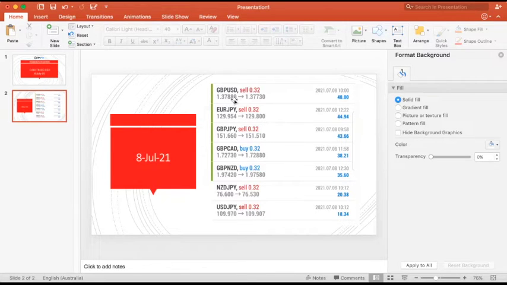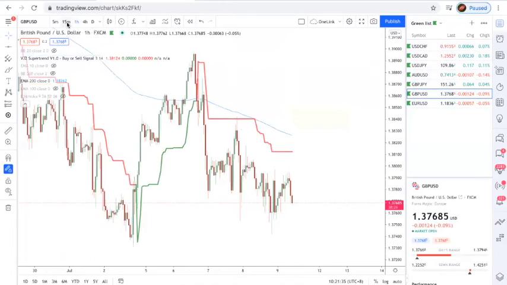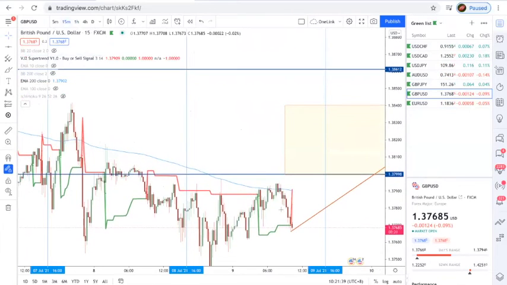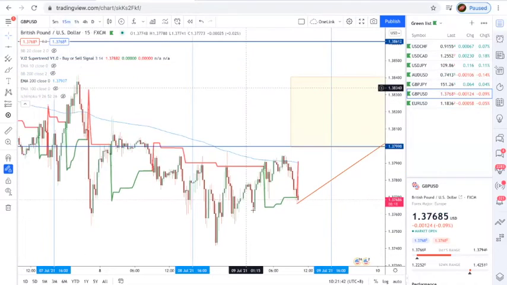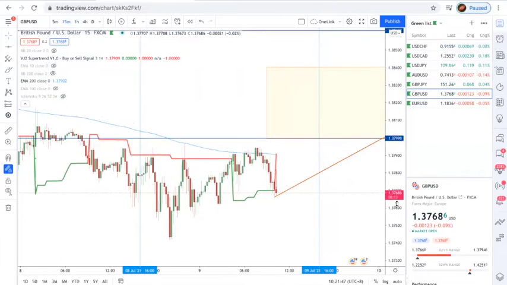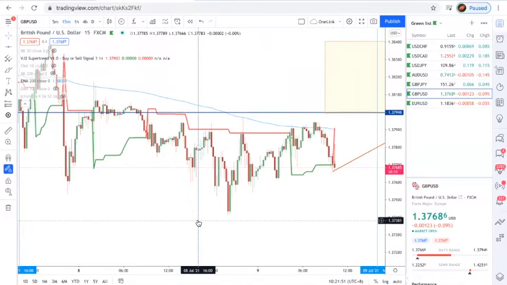Let me go to that particular chart again. I take Great Britain USD, then I go to the 15 minute. So this is the 15 minute chart, and this is yesterday. You see this is the mark at 8 o'clock, isn't it? I want you all to see this mark at 8 o'clock.